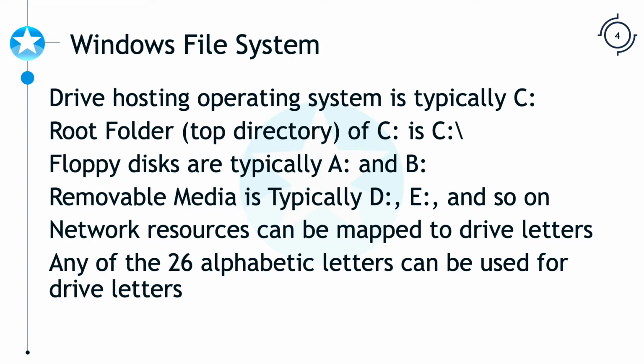We've got the A and the B drive, which we use for floppy disks, although I haven't seen a floppy disk in many, many years. Now what I have seen is other removable media. We'll see those typically on the D, E, and so on. We can also map network drives. So remote systems that share folders, we can actually mount those and map those to our systems. And any of these locations can be used with any of the other remaining letters of the alphabet.